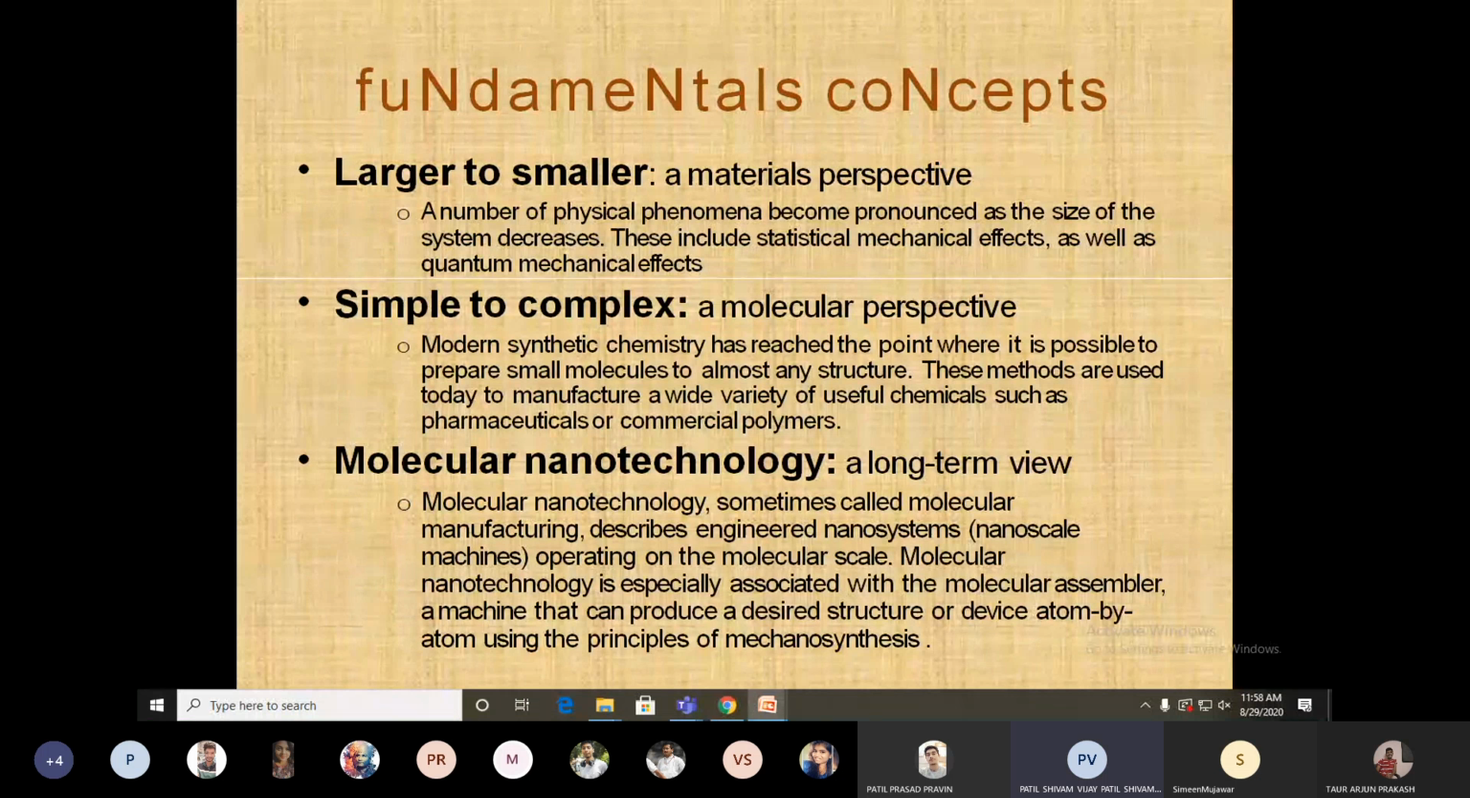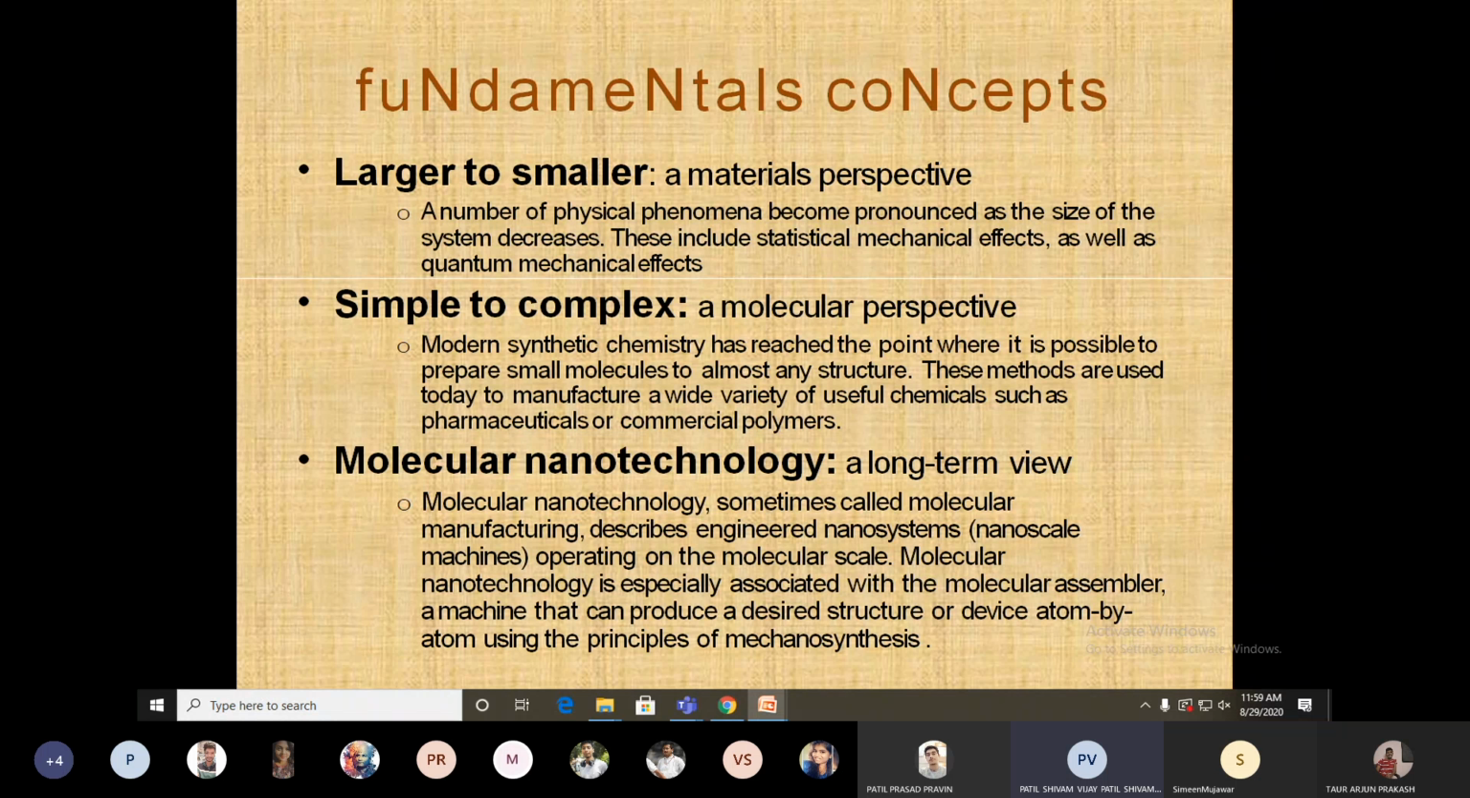Fundamental concepts, larger to smaller. A materials perspective: a number of physical phenomena become pronounced as the size of the system decreases. These include statistical mechanical effects as well as quantum mechanical effects. Simple to complex. A molecular perspective: modern synthetic chemistry has reached the point where it is possible to prepare small molecules to almost any structure. These methods are used today to manufacture a wide variety of useful chemicals such as pharmaceuticals or commercial polymers.